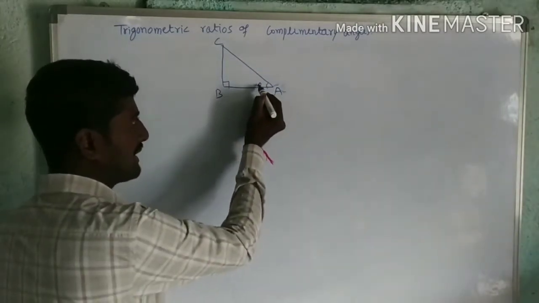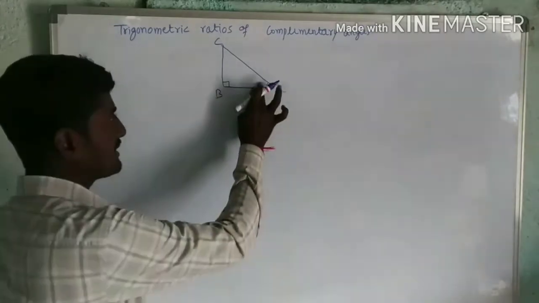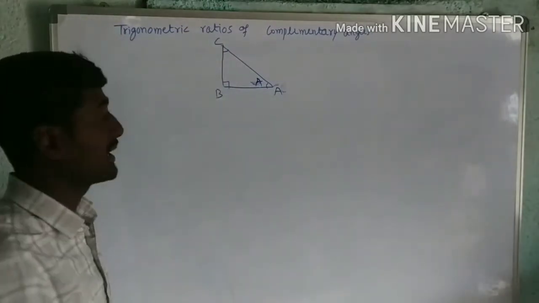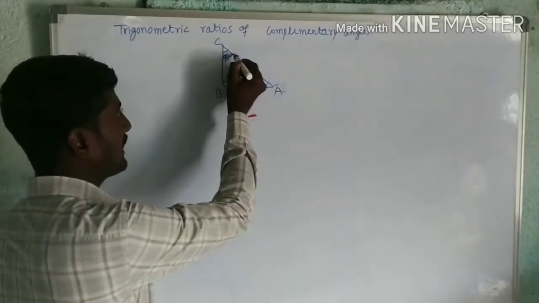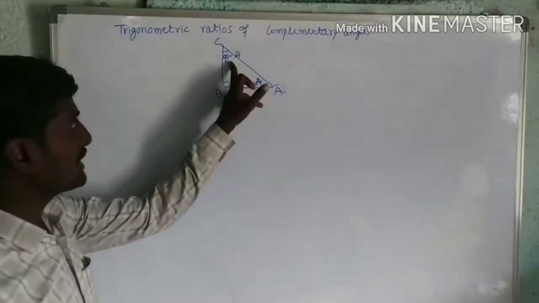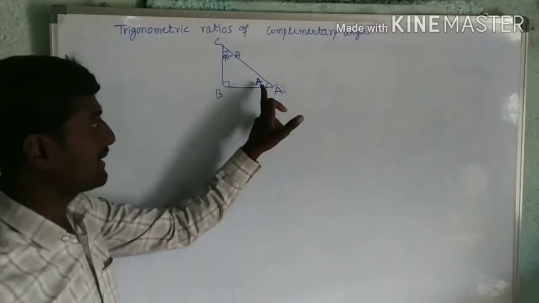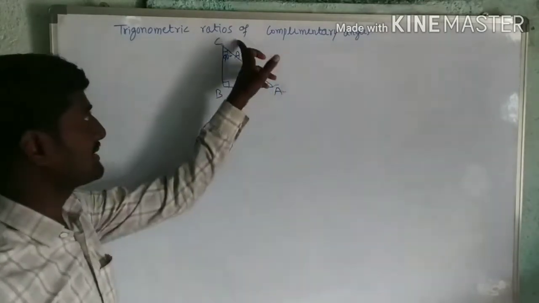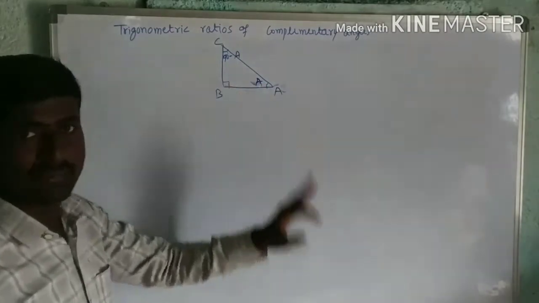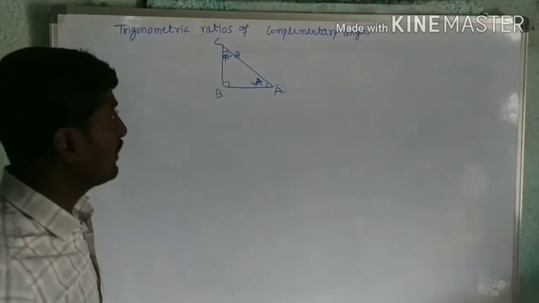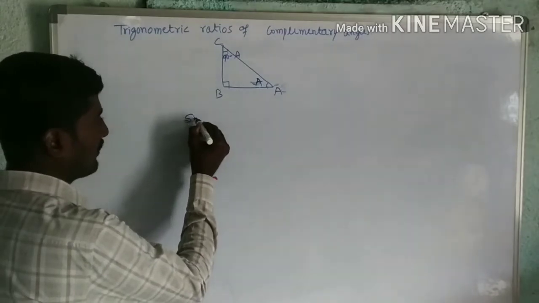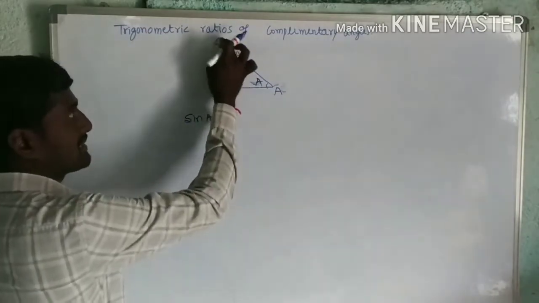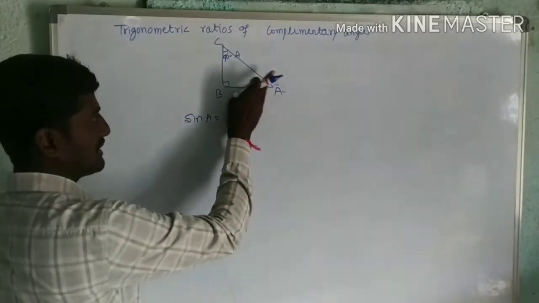If I take this as angle A, then angle C can be written as 90 degree minus A, because the sum of these two angles is 90 degree. One I have taken as A and the other must be 90 minus A. So angle C I can take as 90 minus A. Now let us define sine of A. According to the diagram, angle A is this one, and 90 minus A means angle C.